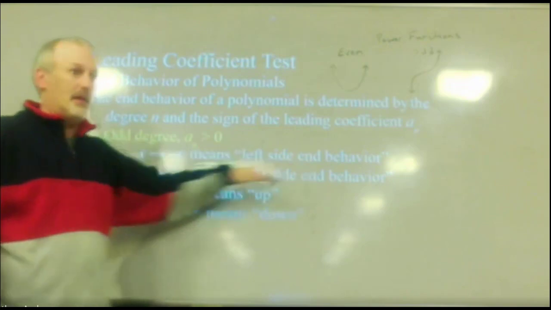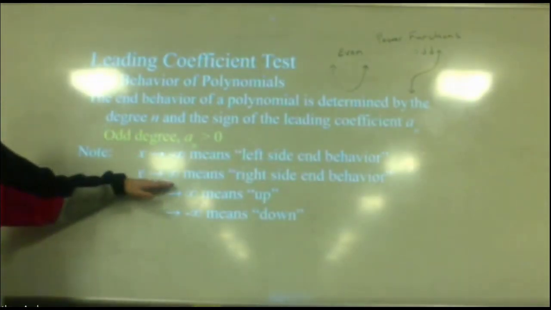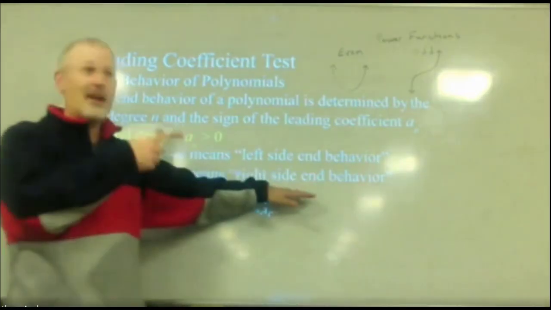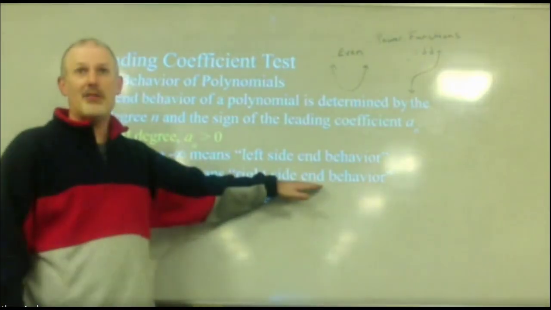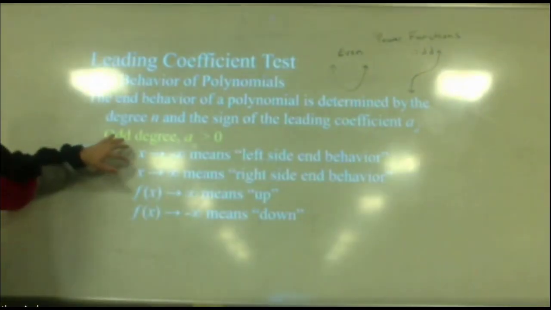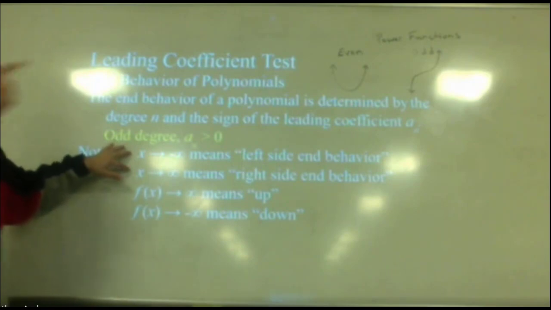Okay. When we look at x approaching positive infinity, that's the positive values getting bigger and bigger and bigger. That means we're talking about the right side of the graph. So that's the right side end behavior. And we will always have the two. We're always going to be talking about the left side and the right side.